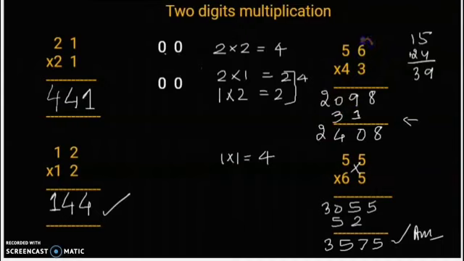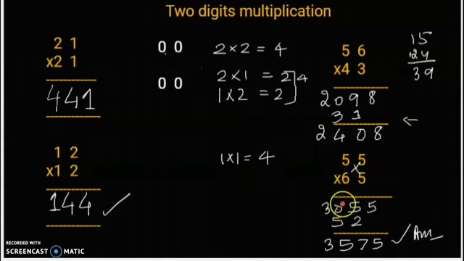And the next step is multiply the extreme right digit, that is 6 times 3. So you get 18. So you write 18 like this again. And finally you add them. So that is your result.